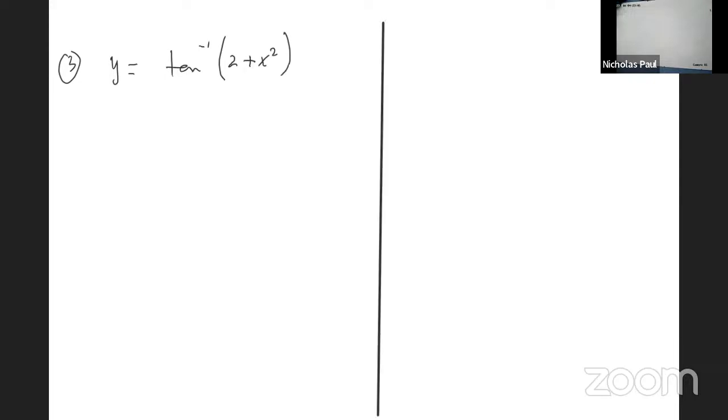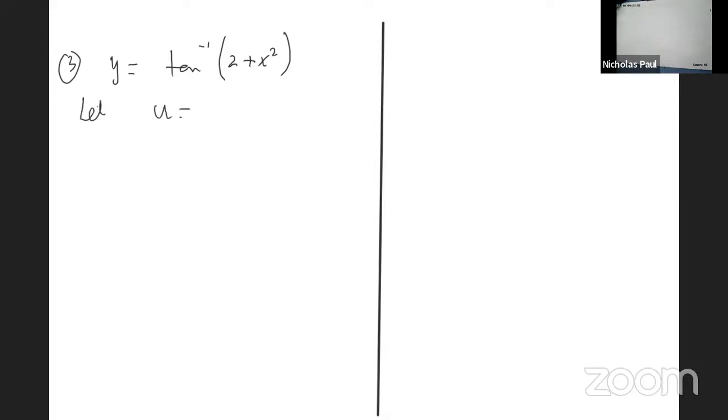Suppose I said for number 3, I said differentiate tan inverse. I'm gonna give you one from here. Tan inverse 2 plus x squared. Right? In a case like this, it is not really in the form that you're familiar with.